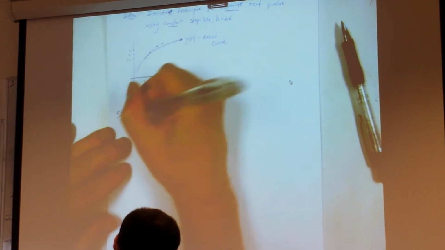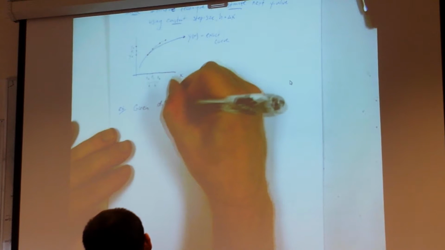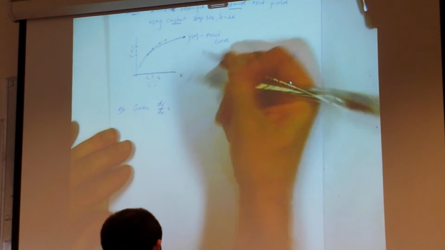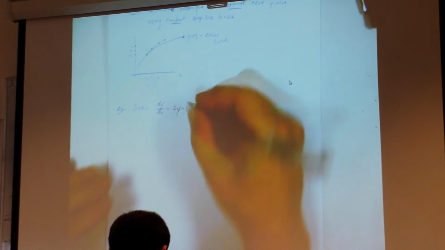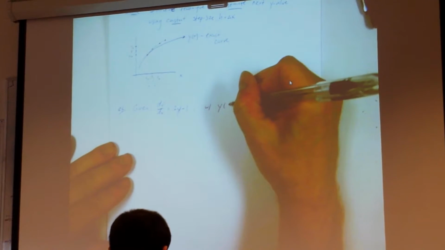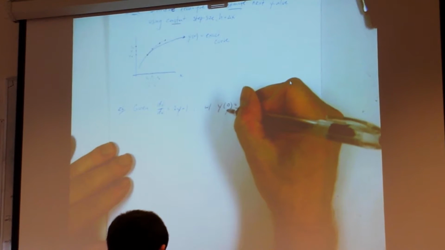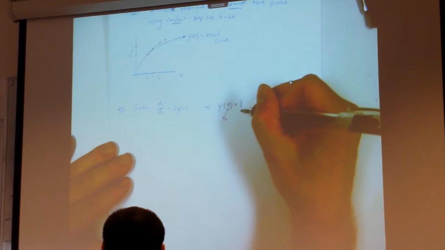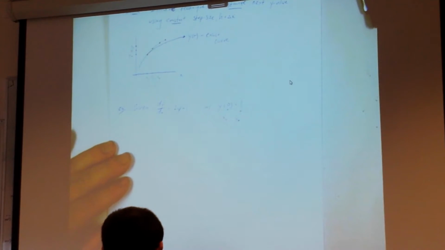We're going to do one. So say we're given dy/dx equals 2y minus 1 with the initial condition y of 0 equals 1. Okay? So that's my x naught, that's my y naught, my starting points.